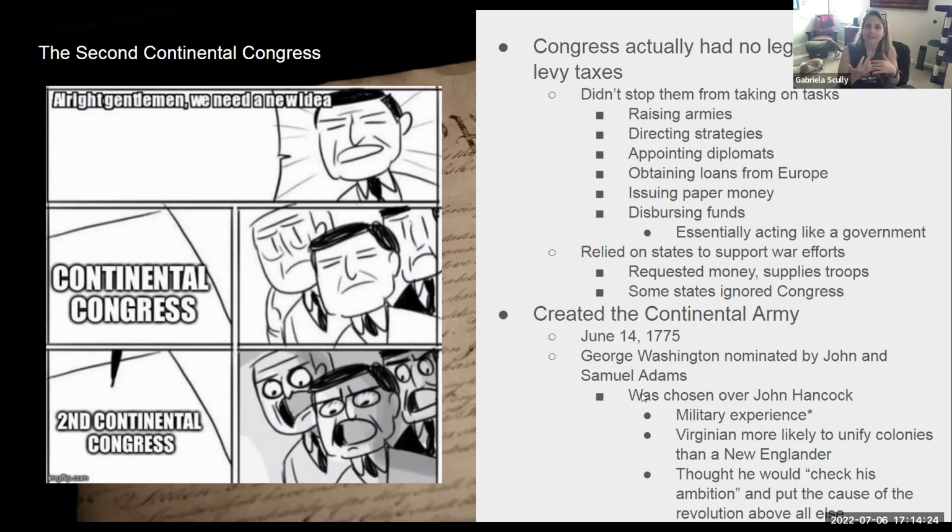So in what we call log rolling now, this kind of tit for tat exchange, the Adams cousins are like, hey, if we get this dude from Virginia, the southern states may get on board more than if we get this dude from Massachusetts, which is where John Hancock is from. And finally, they felt like George Washington really believed in the principles and the ideals of the American Revolution, which he seemed to really do, except for the part where he owned slaves.